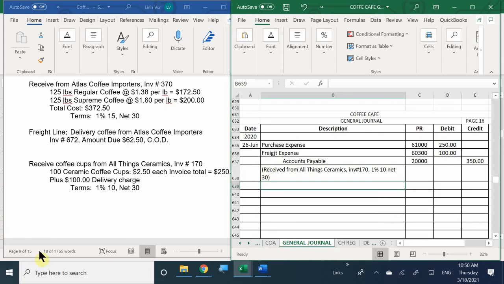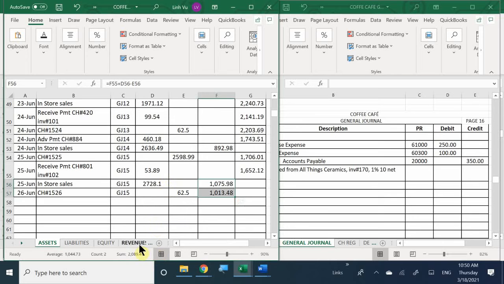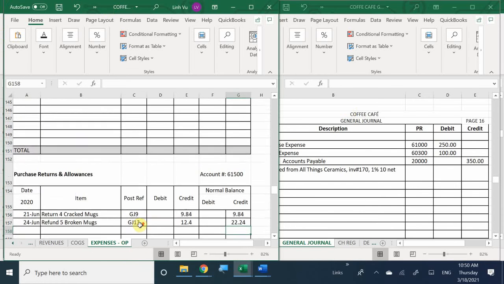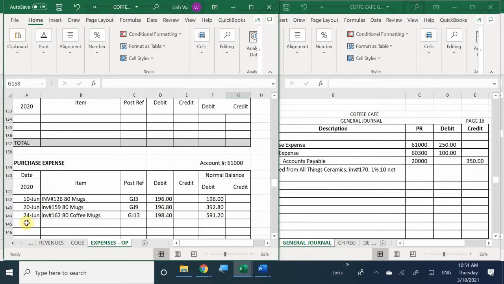Ledger. Okay. We got a purchase expense. Oh, here it is. Purchase expense. How many mugs did we buy? 100. We bought 100 mugs, general journal 16 now, for the total cost of 250.